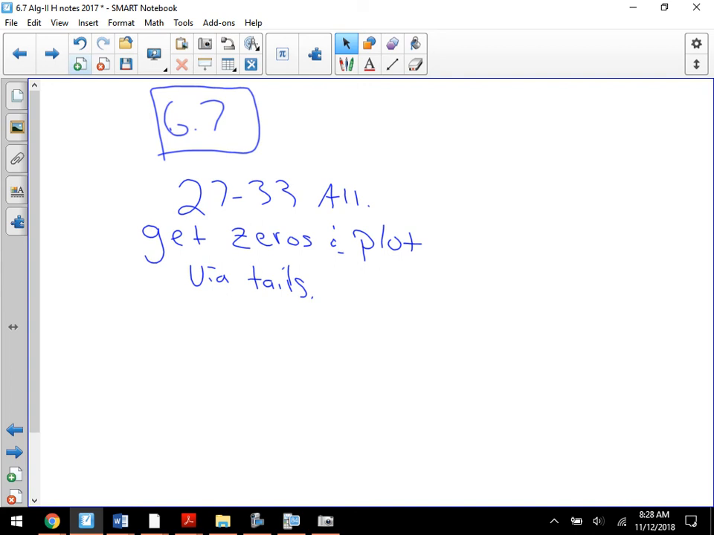Sometimes that happens. But don't rely completely upon the graphing calculator. Yes, sir. So when you say find it via tails, you're writing down the tail. No, when you graph it. So you're going to plot your zeros, and then you would do your change in direction and do the tail graph.